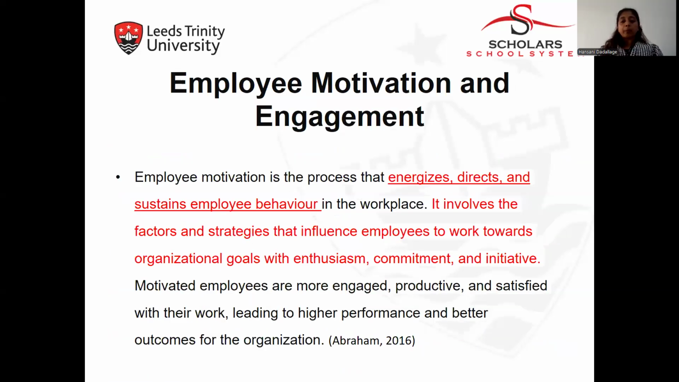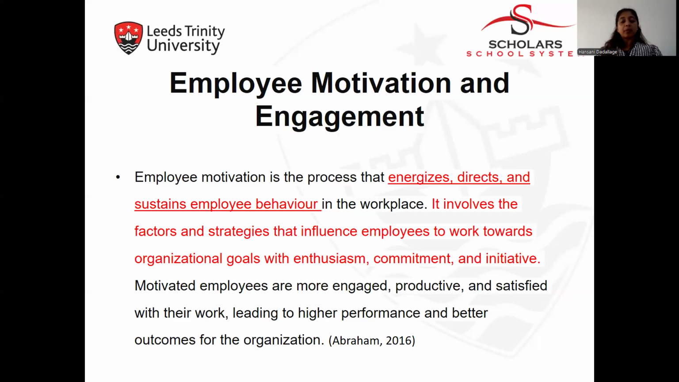Now let's move on to employee motivation and engagement. Employee motivation is a very important factor that organizations need to consider because motivated employees are an asset for the organization. Employee motivation is the process that energizes, directs, and sustains employee behavior in the workplace. It involves the factors and strategies that influence employees to work towards organizational goals with enthusiasm, commitment, and initiative.